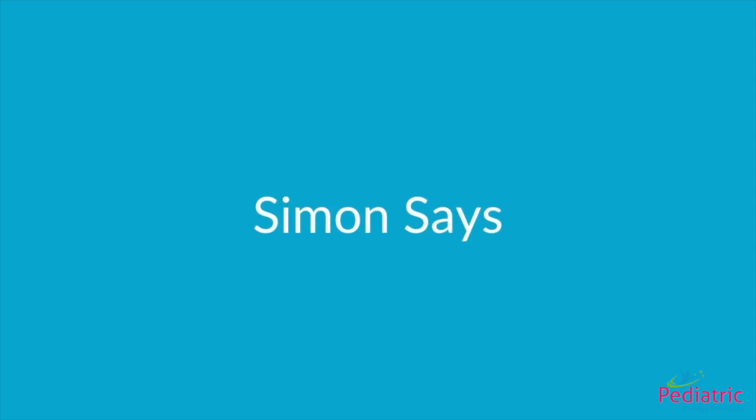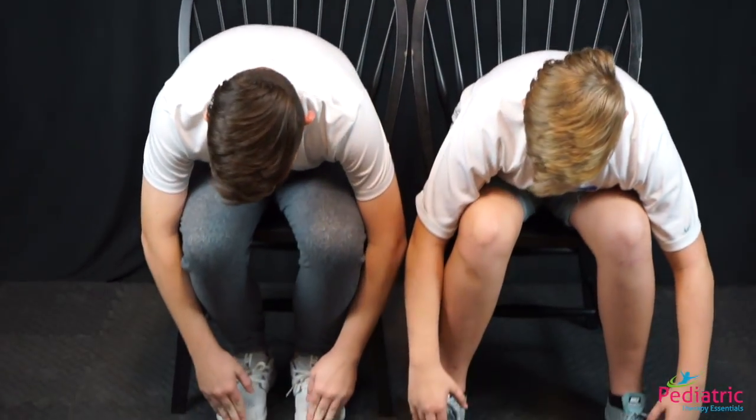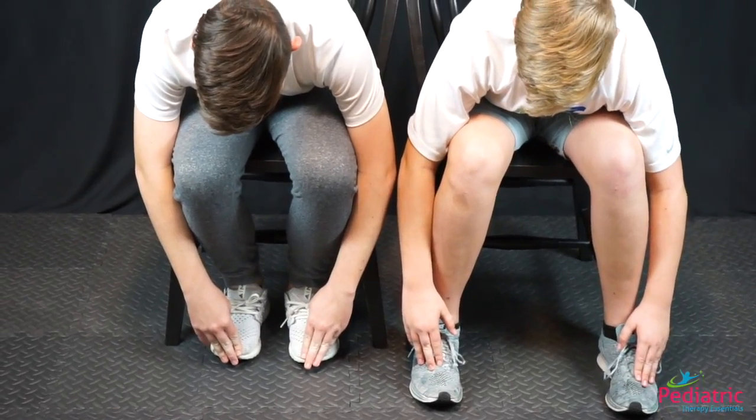The next activity is Simon Says. All you will need for this activity is a chair or seating device. When calling Simon commands, remember commands like touch your nose are easier than touch your knees, and commands like touch your feet are the most difficult. The further the child has to reach, the harder the game is.